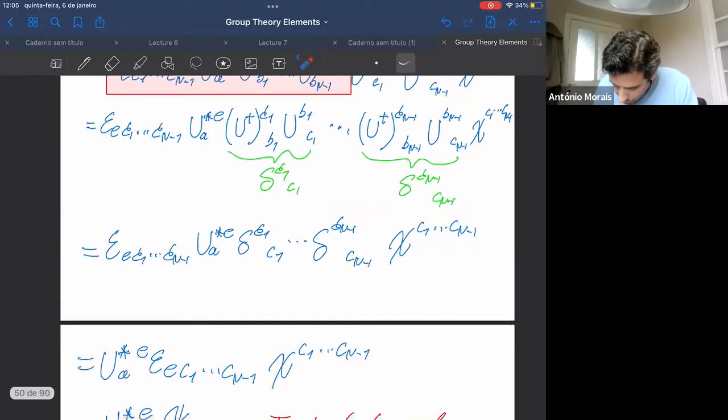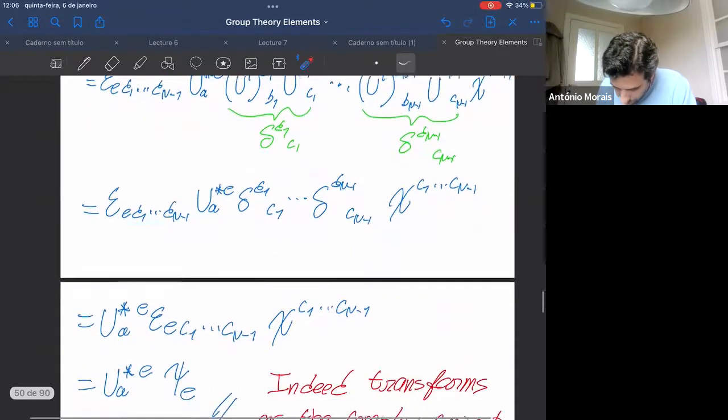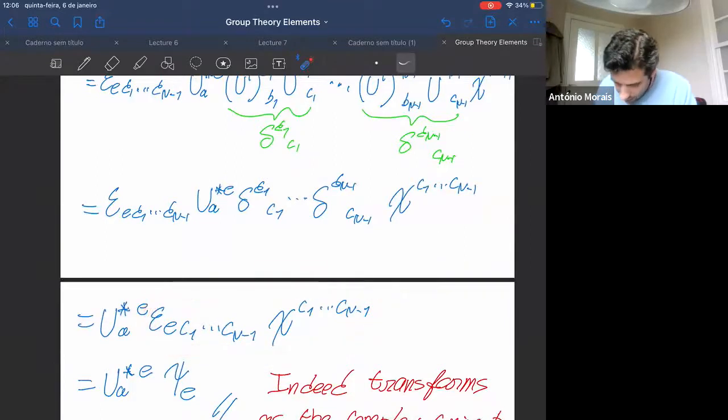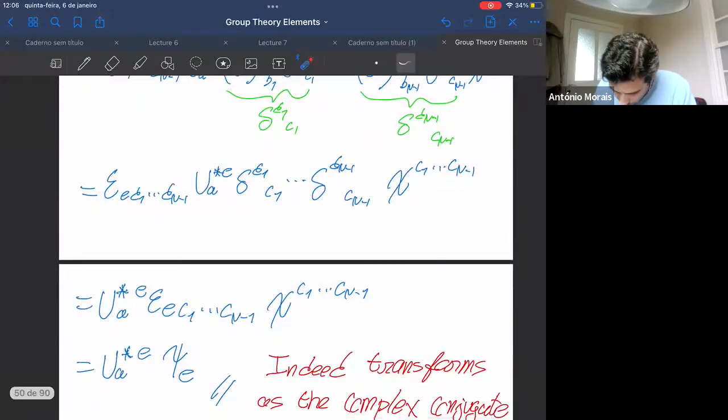And of course, now what we do, because of these deltas, you rename all these D's in terms of C's. So you get epsilon E, C1, Cn-1, C1, Cn-1 here, which is equal, and by the definition of the transformation, it is equal to psi E. So this is the anti-fundamental one, and you have this transformation property here.